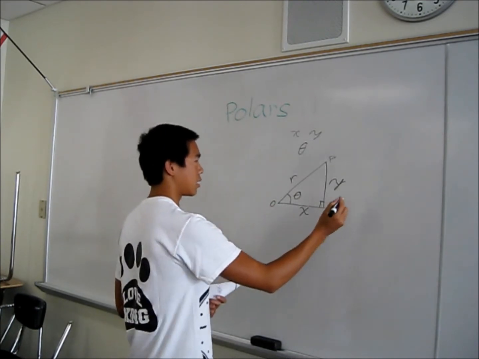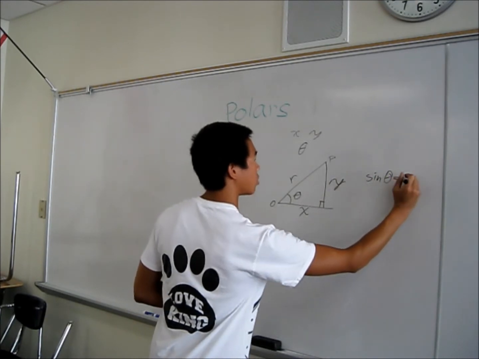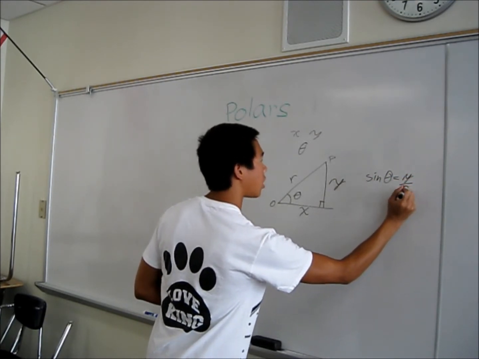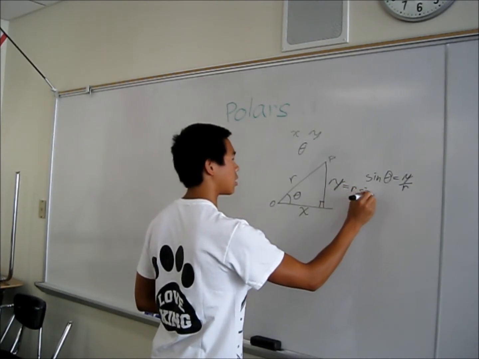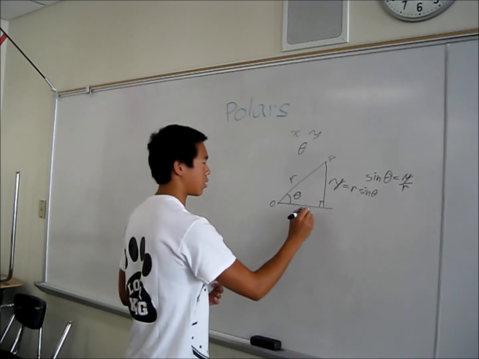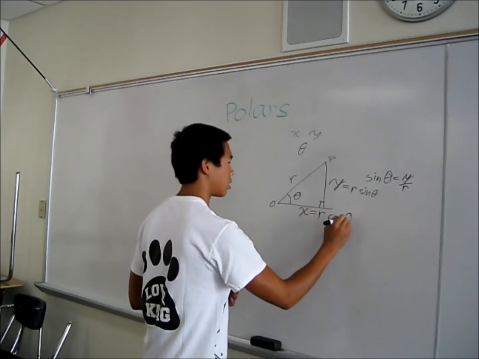Now sine of theta equals y over r, so y is r sine theta. And then using the same thing, you could find x equals r times cosine theta.